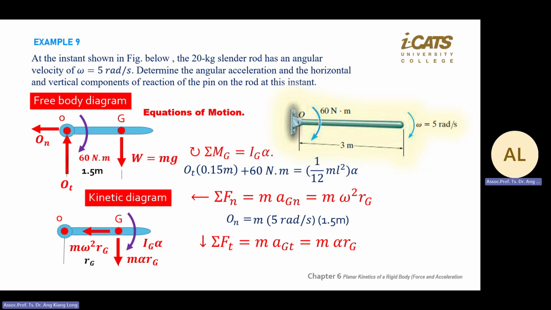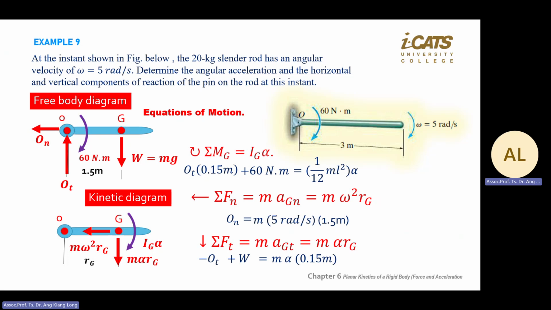So AN only has one force in the normal direction, ON. A is given, A equal to omega square R. Omega is given as 5 in the diagram. R is the radius of rotation from the center of gravity, 1.5. And repeat the same for the tangent direction. So your tangent has two forces, OT and W, from this free body diagram.